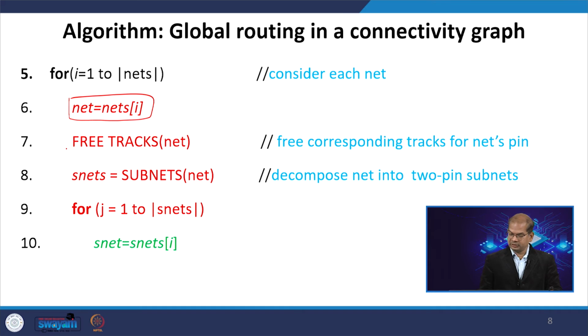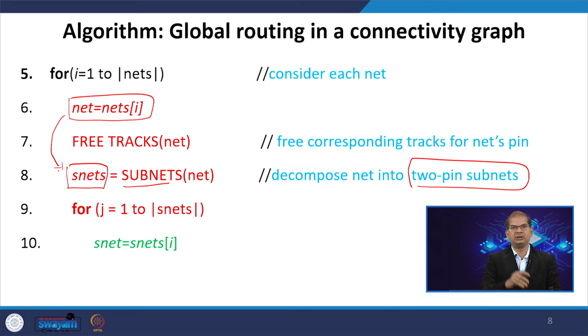Then it will decompose the net into 2-pin subnets. It will break the nets into 2-pin subnets. This subnet function will create the subnets of the given net. A net has multiple lines, so it will create subnets of that net. Then for each of the subnets, there is a loop j equals 1 to the number of subnets. For a given net we create the subnets and assign them independently. So, the first subnet is taken into account.